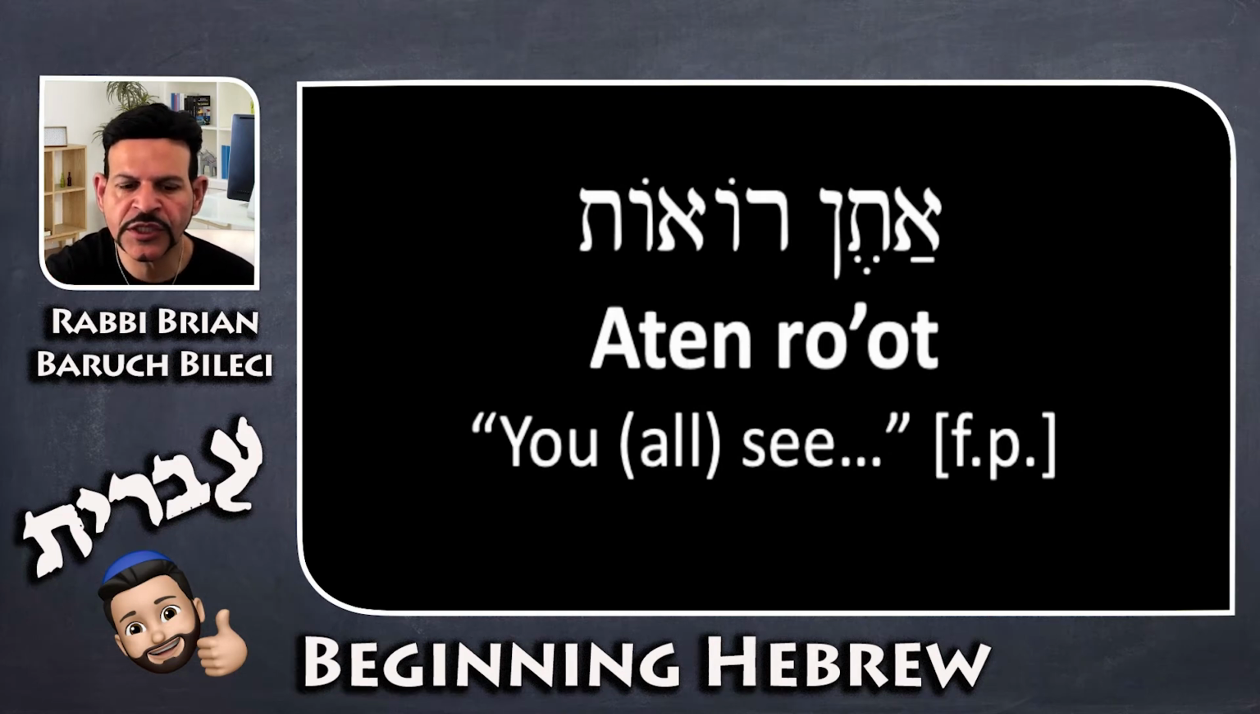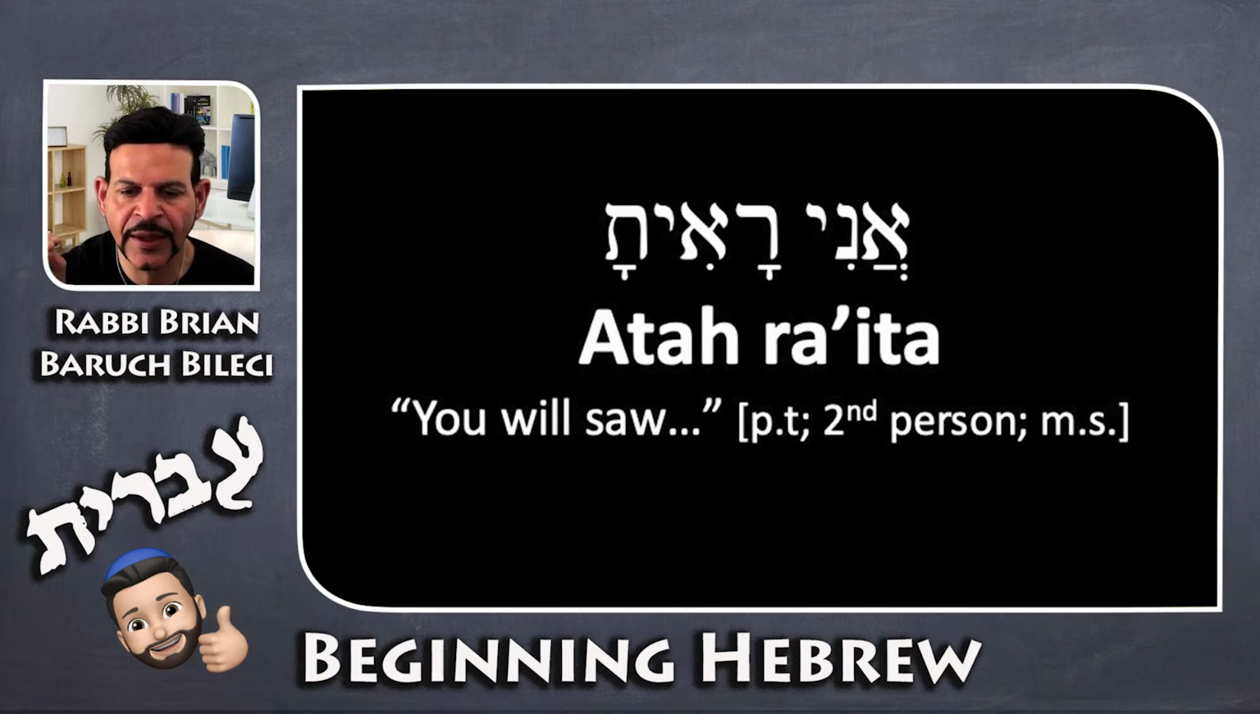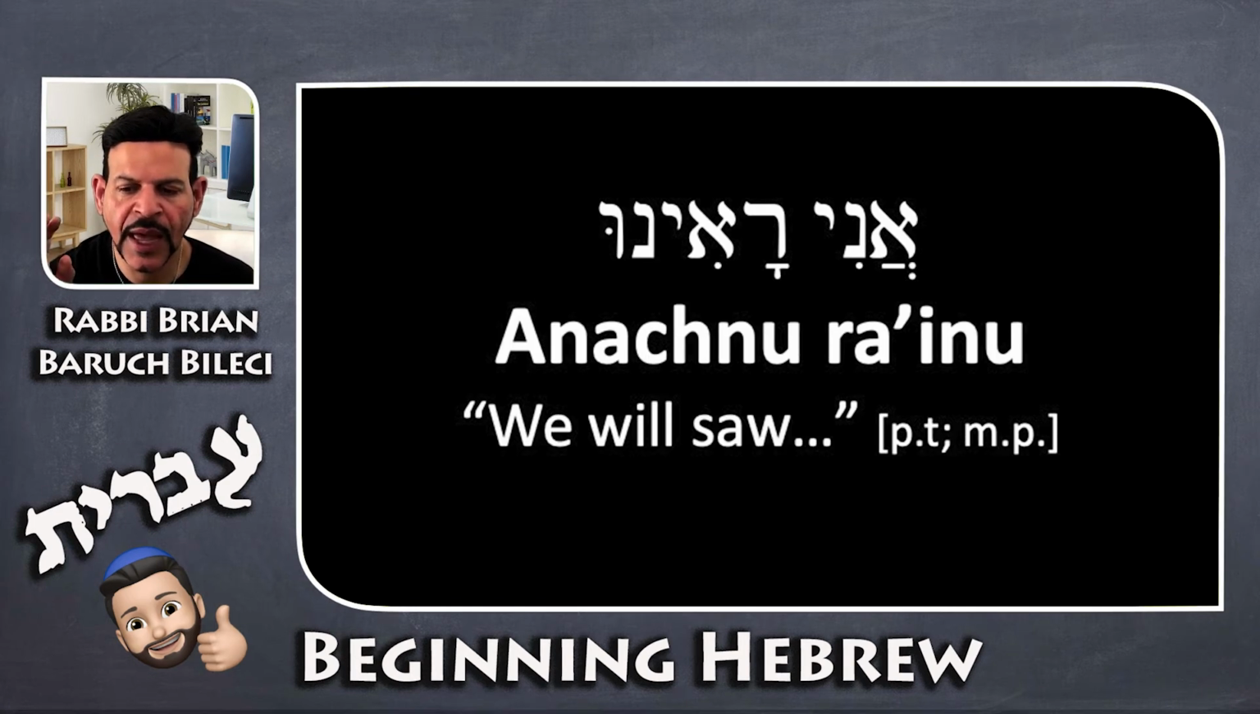Now let's for a minute just consider what a few of the future tense would look like. So we would have ani ra'iti, which means I will see. Notice the suffix for future tense. We change it to ra'iti. Or ra'ita is you will see. Or we can do the plural, anachnu ra'inu. Anachnu ra'inu, we will see.